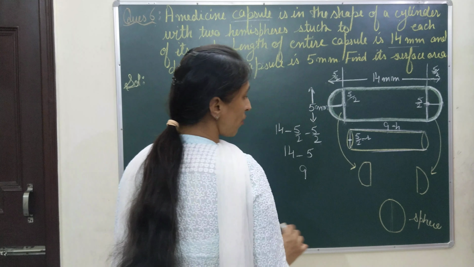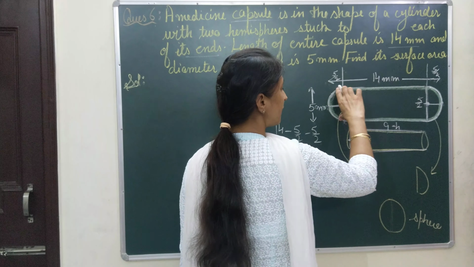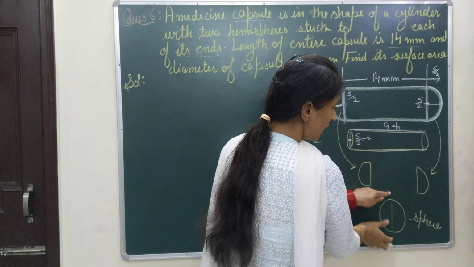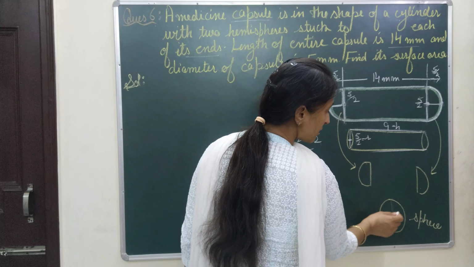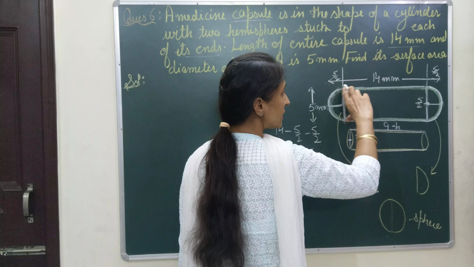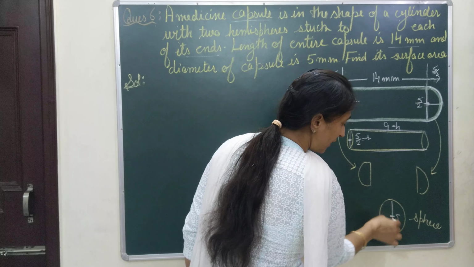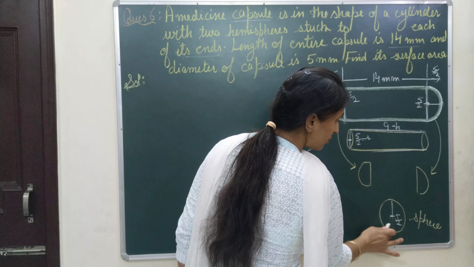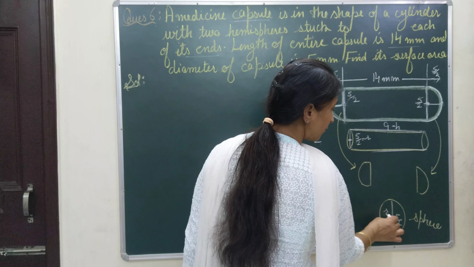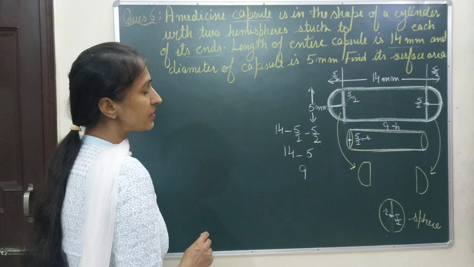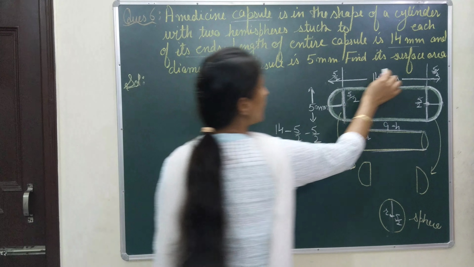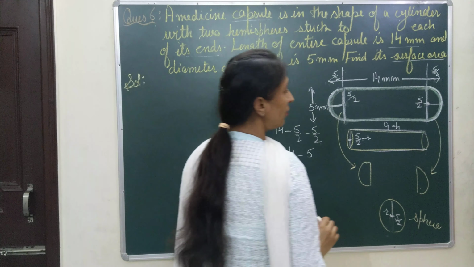Now let us talk about this sphere. When we take these two hemispherical ends, a sphere is formed. Now we need its radius. As the full length is 5, that means this much is 5, and I need the radius, that will be 5 by 2. So I have got the radius for the sphere as 5 by 2. Now I need the surface area of the full figure.